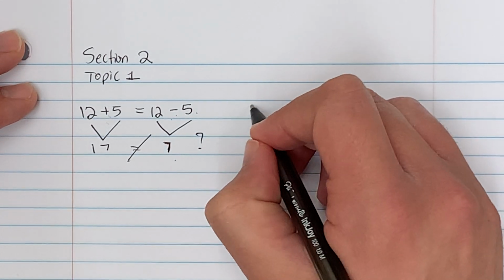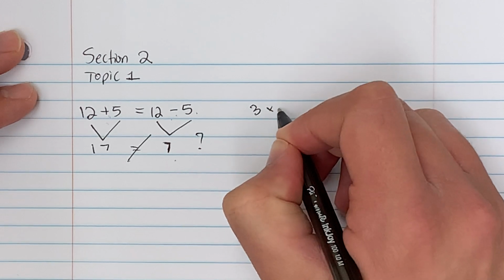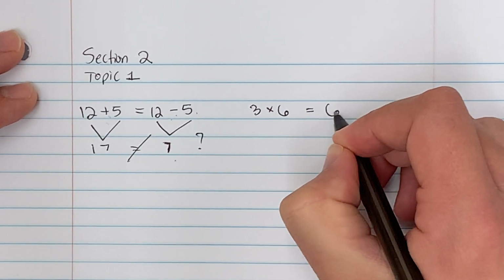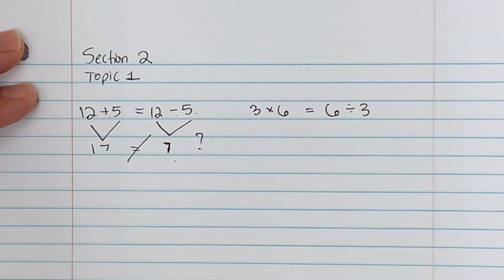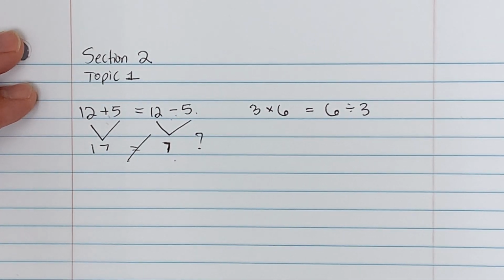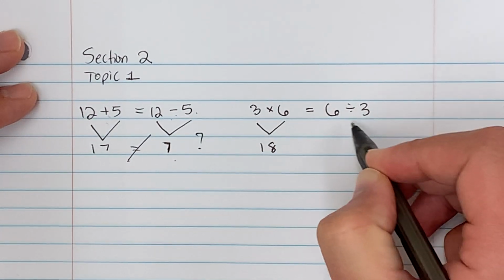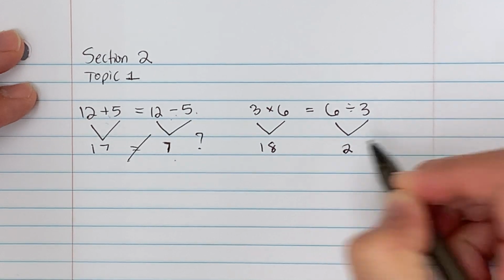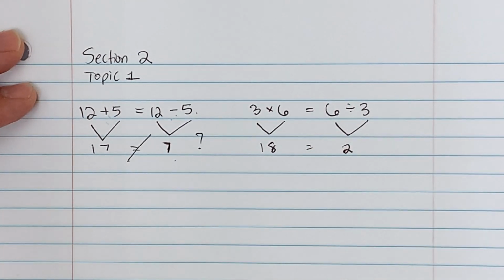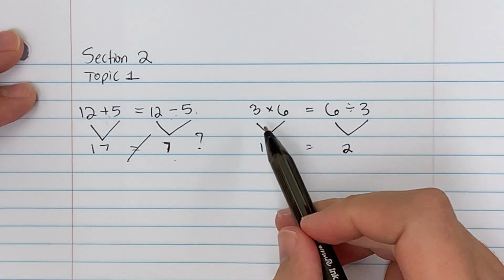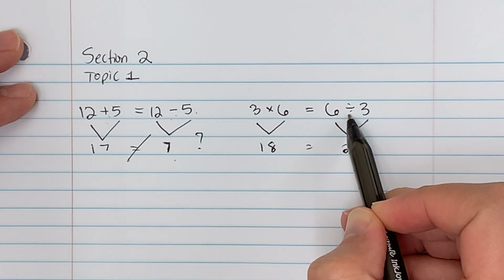Let's do 3 times 6 equals 6 divided by 3. Are those the same? No, right? 3 times 6 would give me 18. 6 divided by 3 would give me 2. So those are definitely not the same. So different signs mean different things.